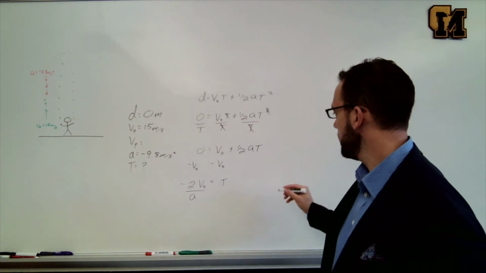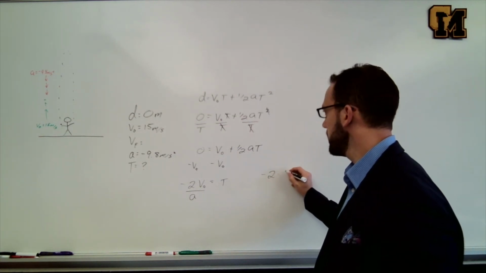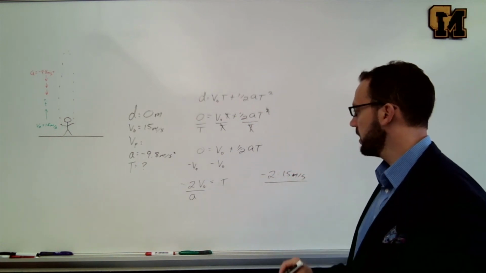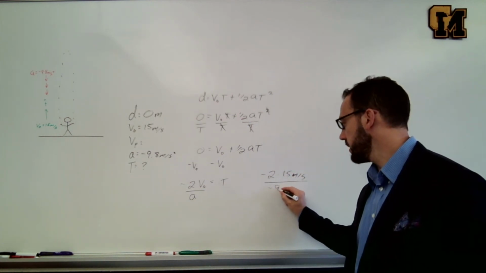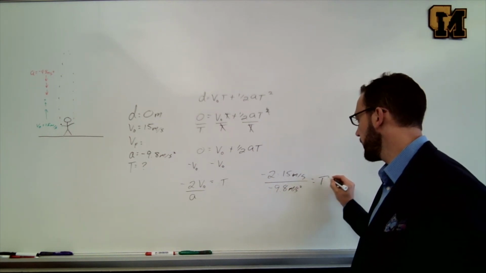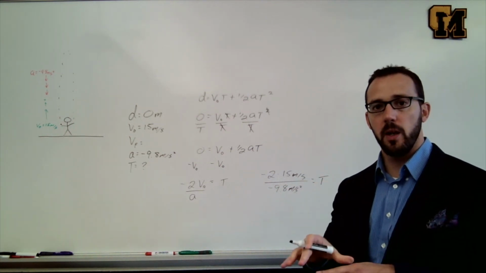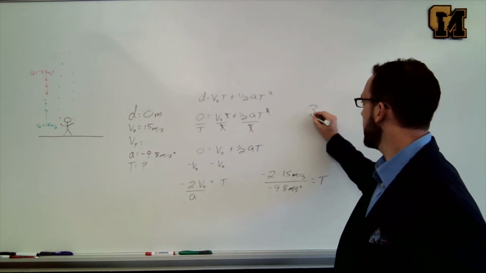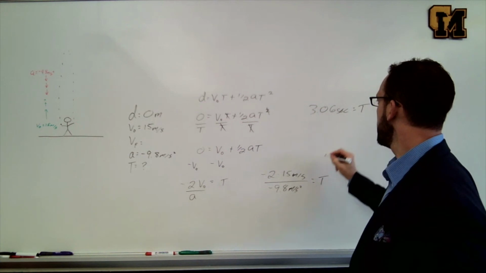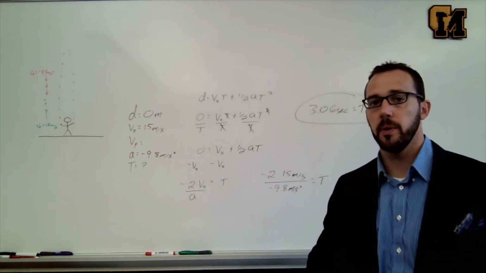I can plug in my numbers. Negative 2 times V naught was 15 meters per second. Acceleration is always negative 9.8 meters per second squared, and that's going to give me the time. Plug that all into your calculator, and you should get 3.06 seconds for how long it takes the ball to go up and come back down.